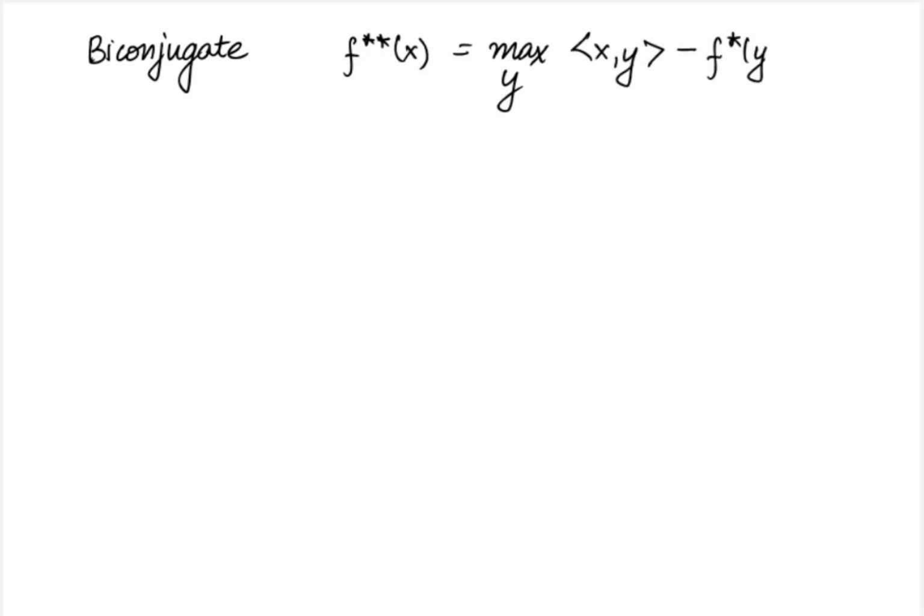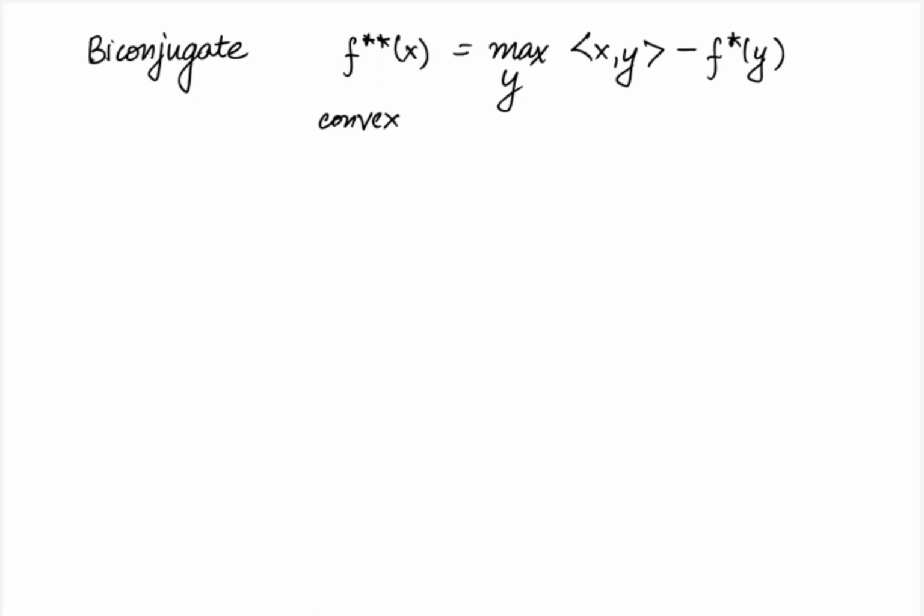Next, let us take a look at the biconjugate of a function, which is the conjugate of f star and is given by f star star of x equal to max over y, inner product of x comma y minus f star of y. Note that f star is a pointwise maximum of affine functions, so it is always convex. Likewise, f star star of x is also always convex. So what is the relationship between f of x and its biconjugate f star star of x?